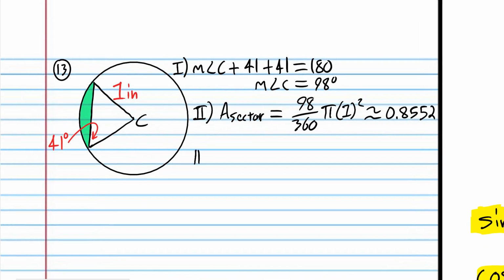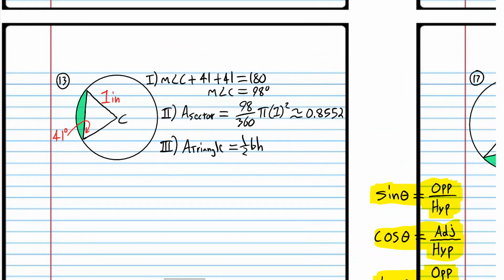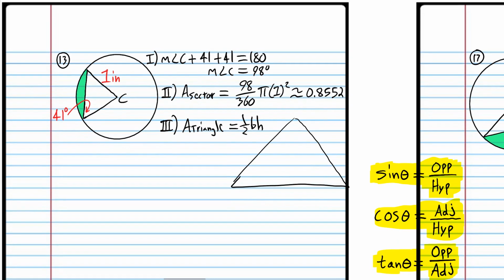And step 3, we're going to find the area of the triangle as usual, which is equal to 1/2 base times height. Now we're going to have to take that triangle out, and it's a 98-degree angle, so it's going to look something like this. Again, it doesn't have to be perfect.